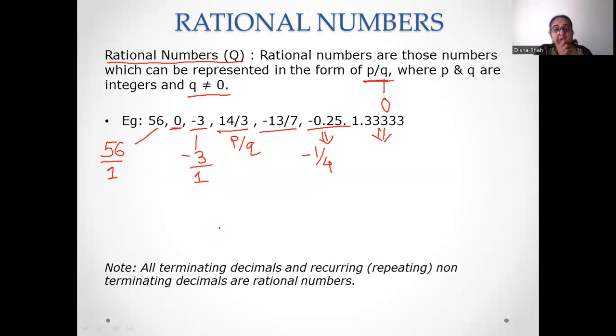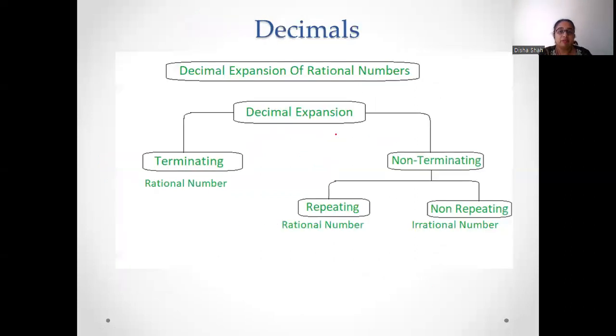Okay. Now, the next part is we are going to learn about the decimal. What are the different types of decimals? Decimal is nothing but a number written in the form of a point, like 1.1 is a decimal, 5.1 is a decimal, like this. Now, decimals are of two types. One is terminating decimal and one is non-terminating decimal.